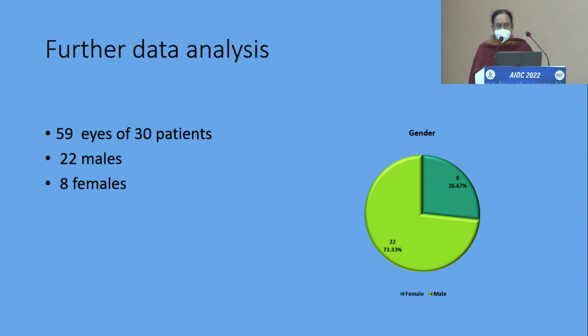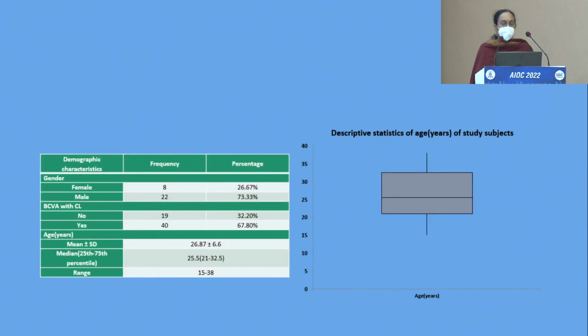For further data analysis, I really put my residents onto it to dig out all our old files. The disclaimer would be that initially we had the OpScan 2, then we shifted to the Pentacam and the Pentacam HR. So we found data of 59 eyes of 30 patients, most of them males again here. And then we did an analysis; the age range was 15 to 38 years.